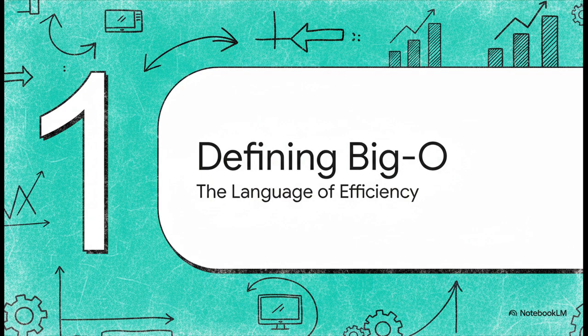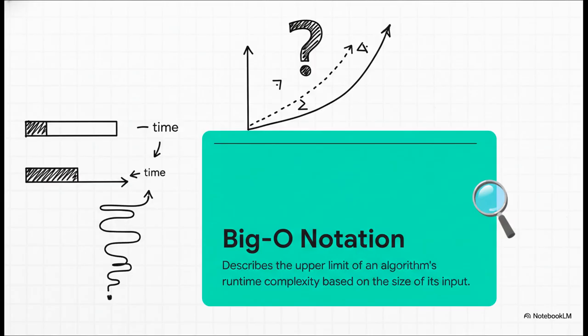Okay, first things first. Let's get a solid handle on our main topic today, defining Big O, which is really the language of efficiency. So what the heck is Big O notation? Put simply, it helps us answer a really important question. If I double the amount of data my program has to chew through, what happens to the time it takes to run? Does that time also double? Or does it quadruple? Maybe it barely even changes at all.